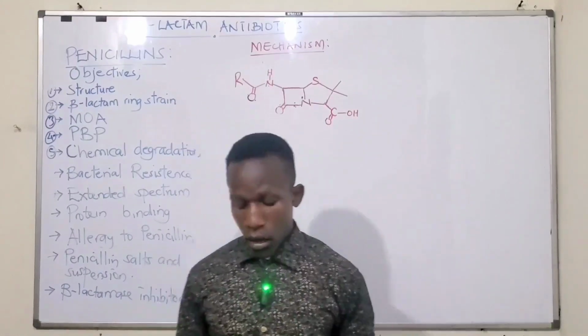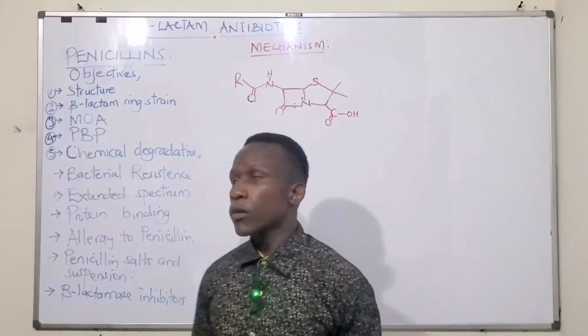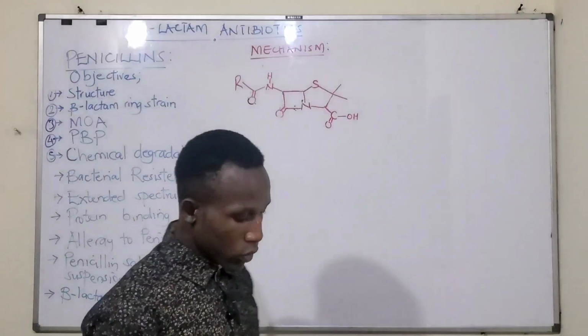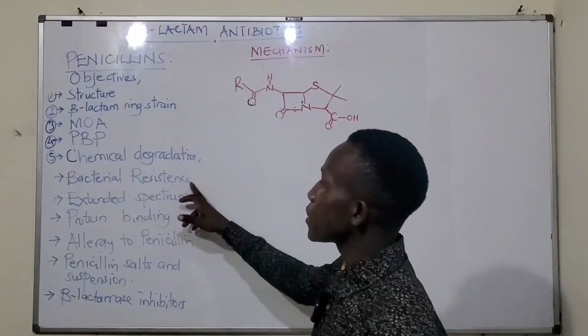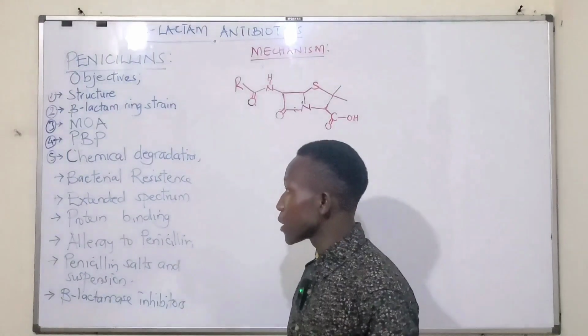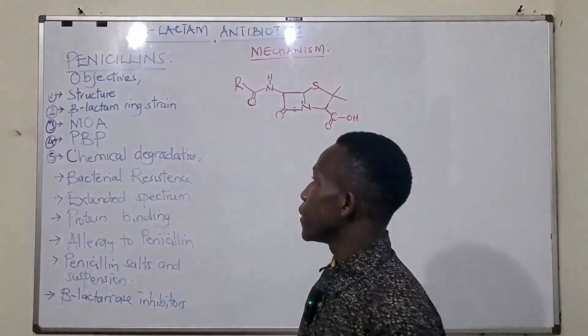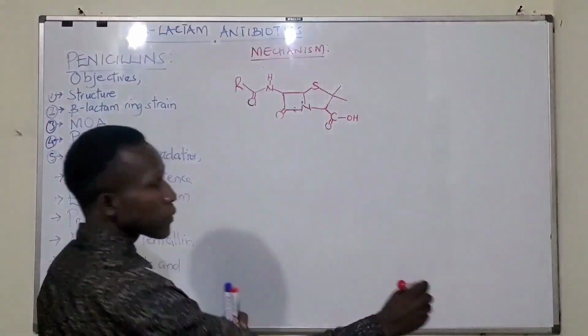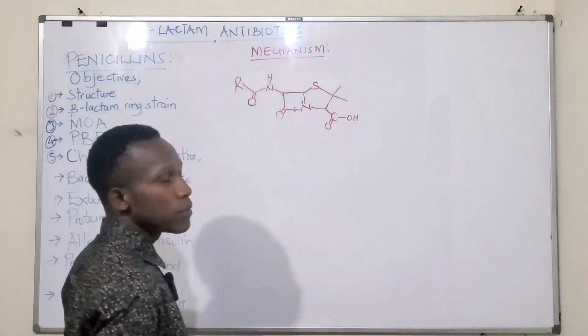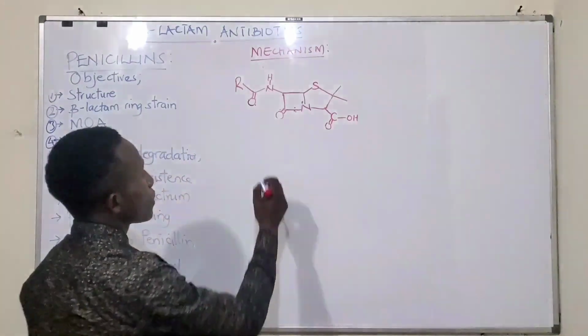Okay, I'm going to talk more about chemical degradation, and I'm going to combine chemical degradation, bacterial resistance, and extended spectrum. Let me talk about them at once. The structure of natural penicillin, which is benzyl penicillin.